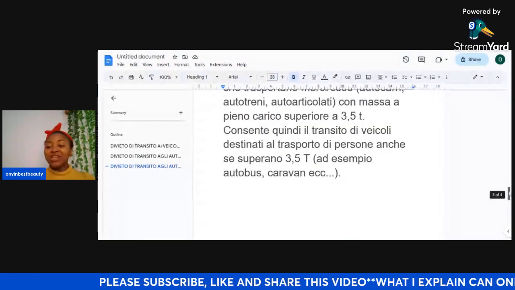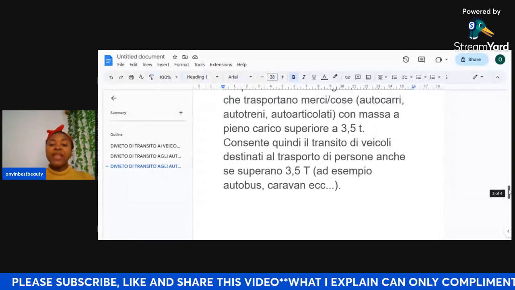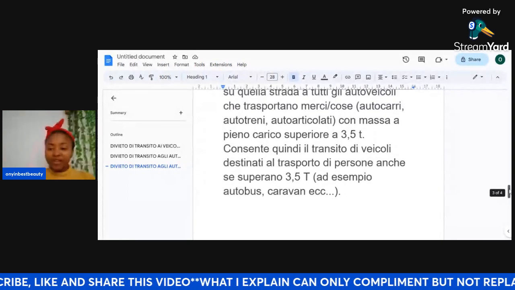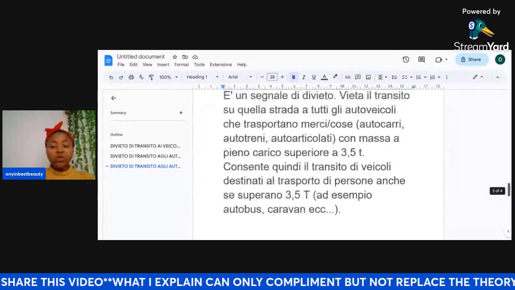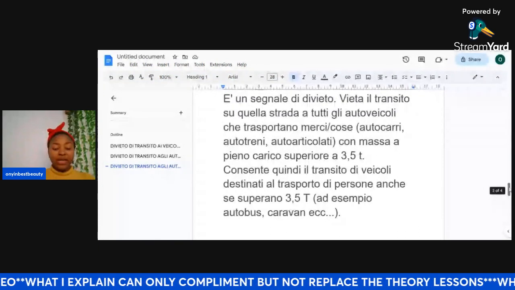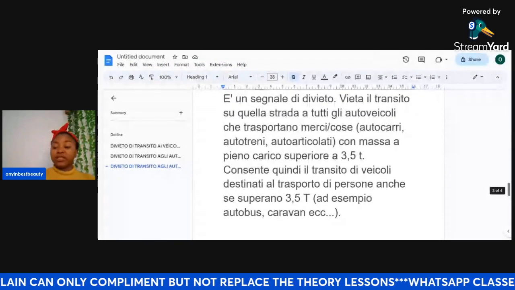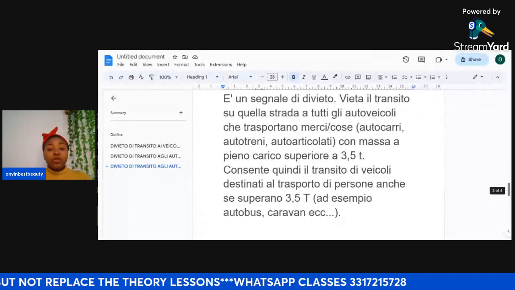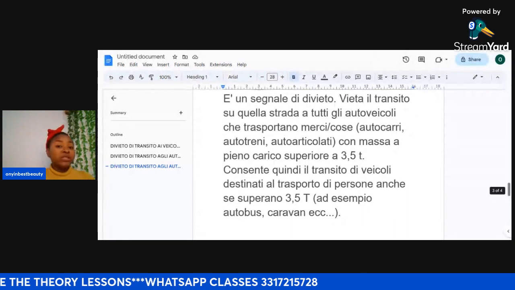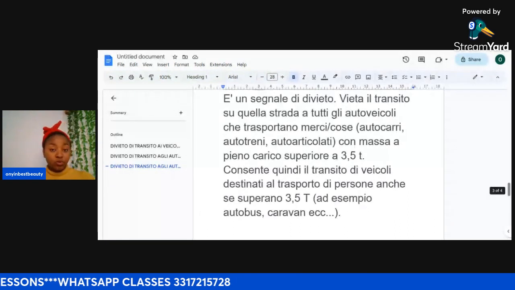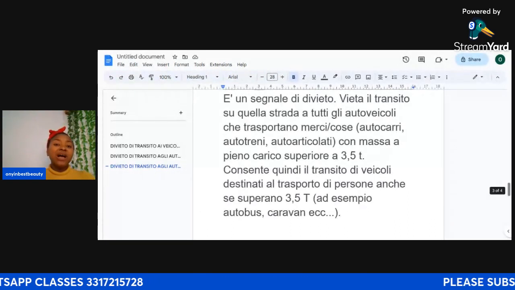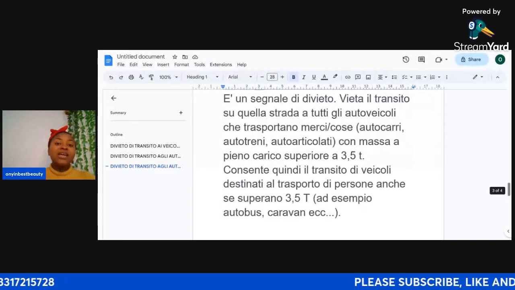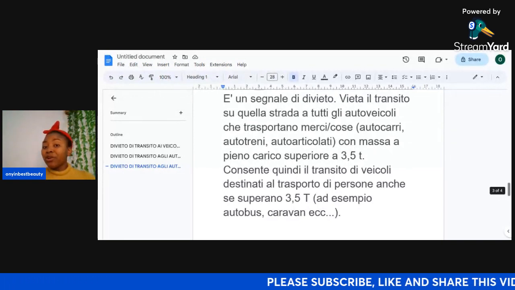Okay, now this can actually confuse you, but you have to be very careful. Ad esempio, autobus, caravan. You know, caravans are used in transporting people, okay? Autocaravan, they're used in transporting people, okay? Now, it says, even if your vehicle is used in transporting people, just like autobus that we usually enter, okay, even if that autobus passes 3.5 tons, the autobus can enter because it is not referring to autobus.